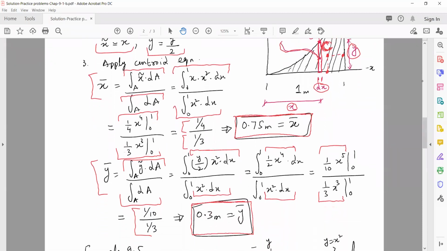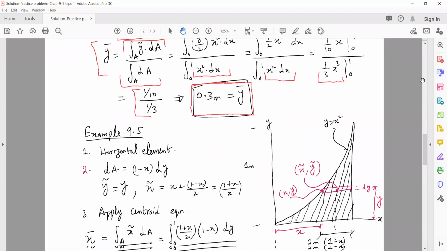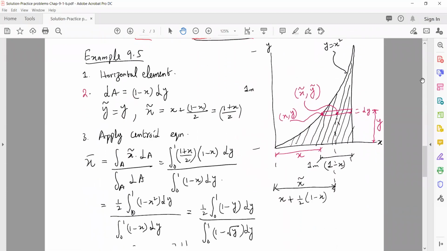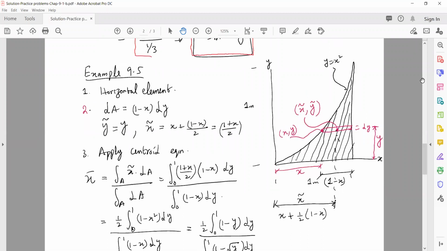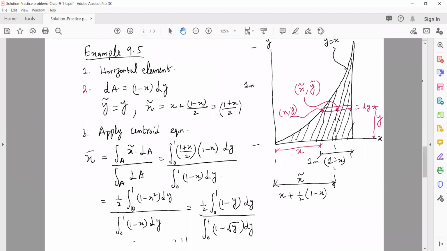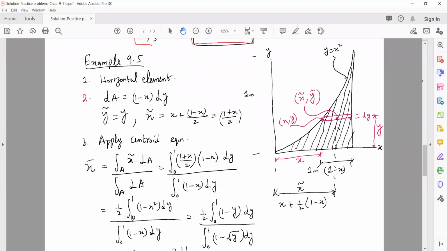Okay, all right. So now we'll do the same example 9.5, the same problem which we just did with the vertical element. Now we'll do that with the horizontal element. So this is the same problem, same curve which we already did. The function for the curve is y equals x squared, right? The same function which we did in the last problem. Now let's take the horizontal element. So let's take this element and let's solve with this.